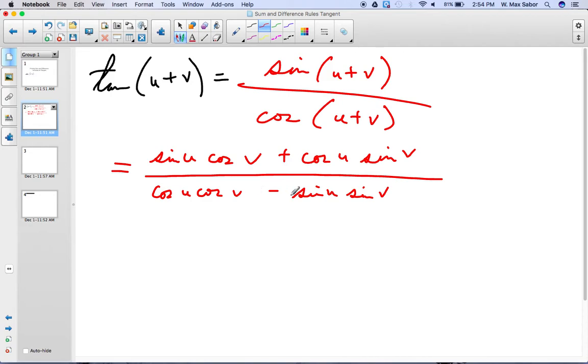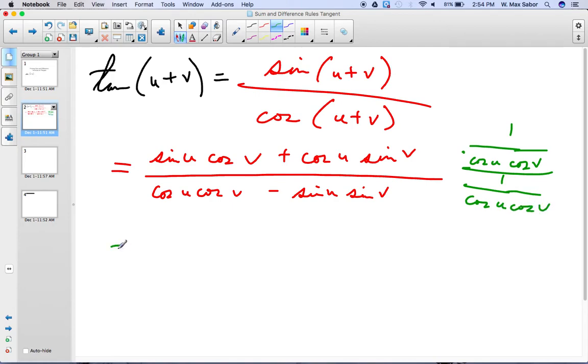Now, we could leave it like this, but it'd be much nicer if we had it in terms of tangent of u and tangent of v. Tangent looks like sine over cosine. So what I'm going to do is divide each of these by cosines. Specifically, I'm going to divide by cosine of u and cosine of v for the numerator and the denominator.